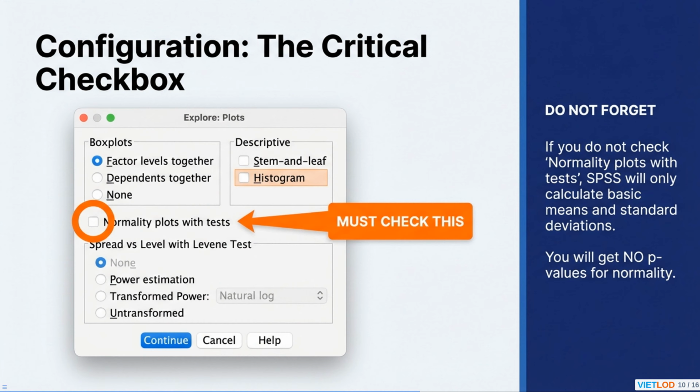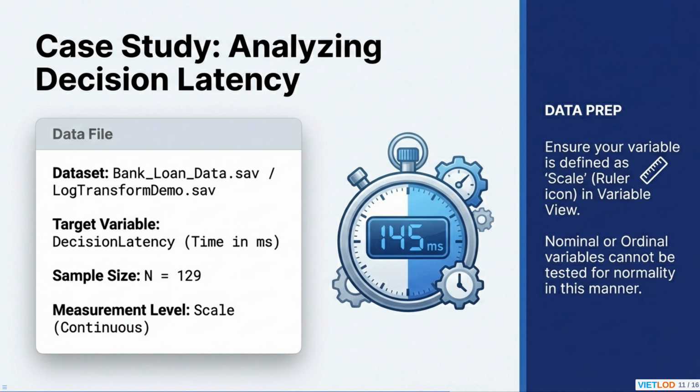Instead, you'll only receive basic descriptive statistics, which are insufficient for a robust normality assessment. Therefore, always remember to enable this option to ensure you get the full analytical output required for a proper normality check. With this setting configured, we are now ready to generate our results.